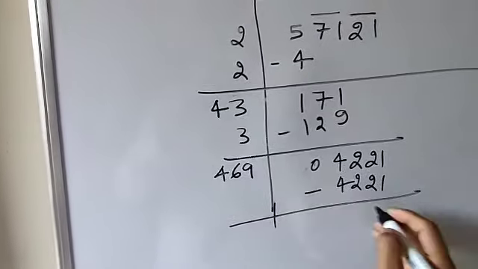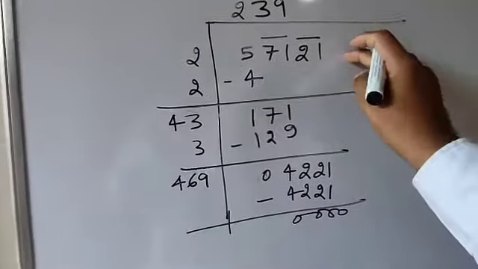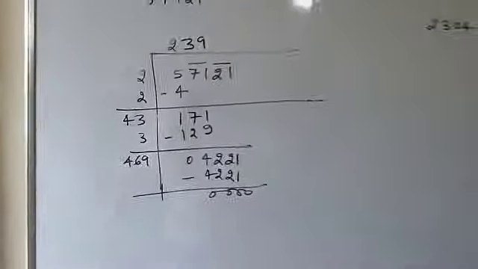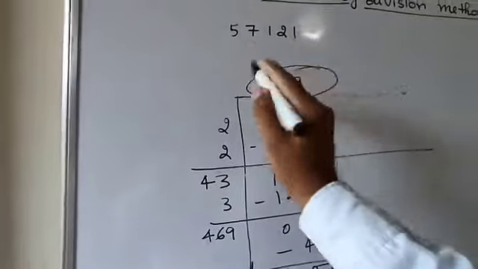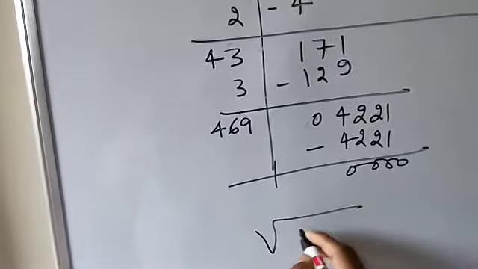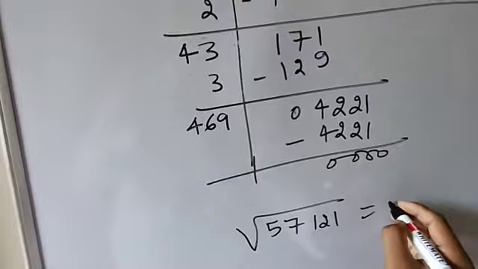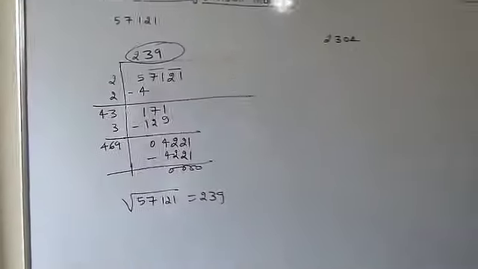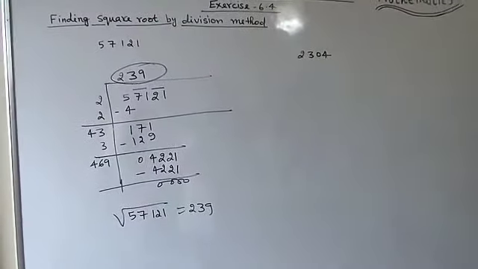Now you need to subtract it, then here you will get 0, and here there is no other pair to keep the number here, so the process is completed. Now whatever number you are getting here, that is the square root of 57,121. So it can be written as square root of 57,121 equal to 239. So students, this method is called the long division method to find the square root.